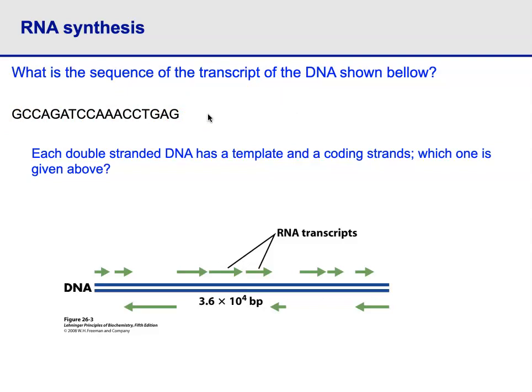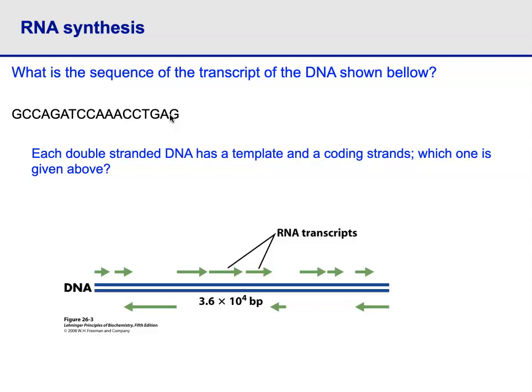Now, many of you would probably wonder, well, how can we tell? I mean, this is just a stretch of DNA. We don't know the orientation. We don't know whether this is the sense strand or the template strand. How can we tell? Well, whenever a sequence of DNA is given to you and nothing is specified about it in terms of direction or any other information, you are safe to assume that the sequence given to you is in 5' to 3' orientation. And as a result, that means that this is the coding strand.